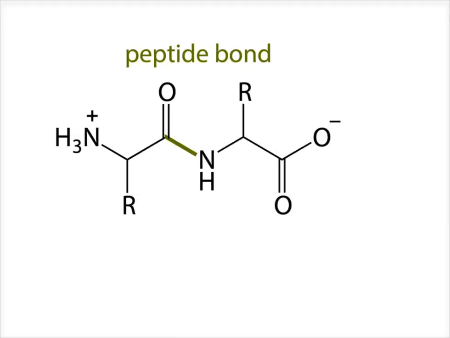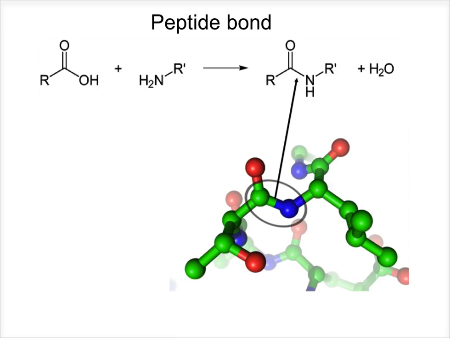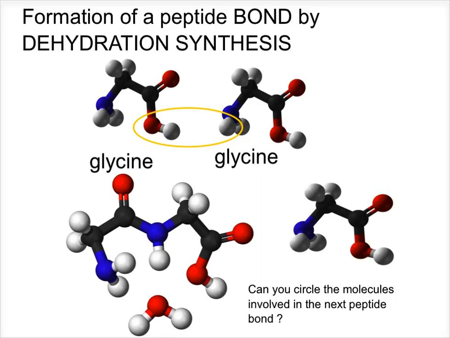How we link these amino acids together is known as a peptide bond, and the peptide bond forms between the carboxyl end of one amino acid joining to the amino end of another amino acid. Here is showing the peptide bond, how it forms between 2 amino acids. That's actually what a peptide bond would look like if you're looking at the actual atoms. When you form a peptide bond, it's by dehydration synthesis.